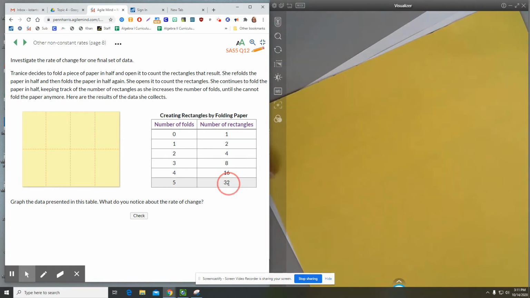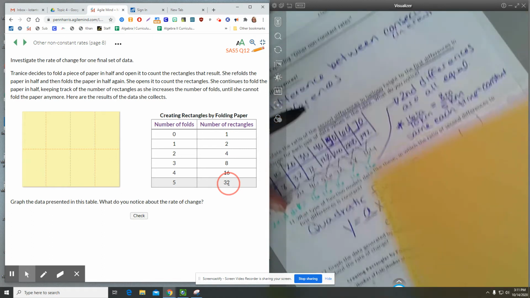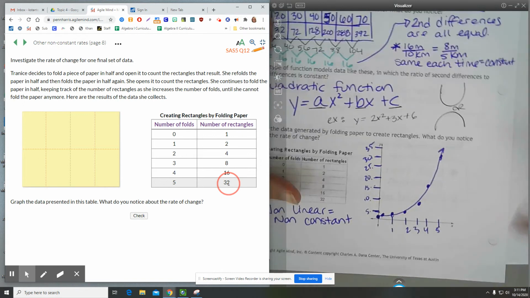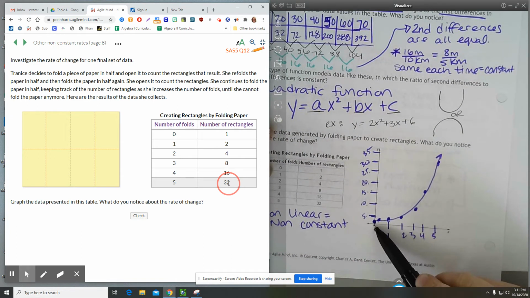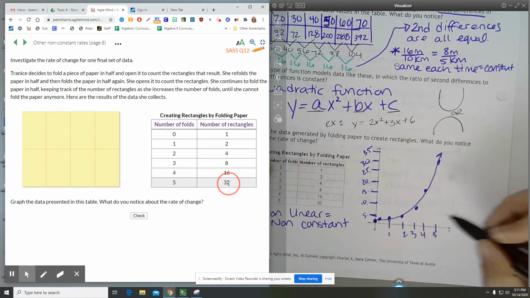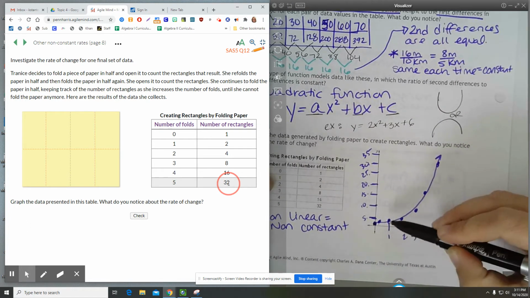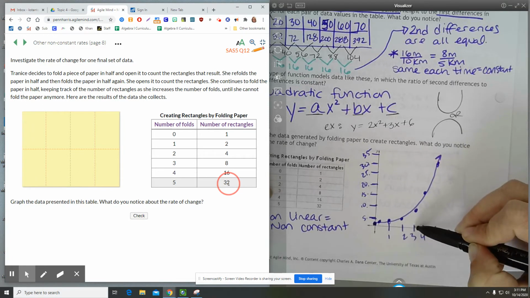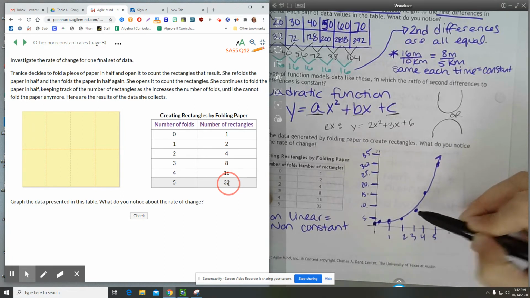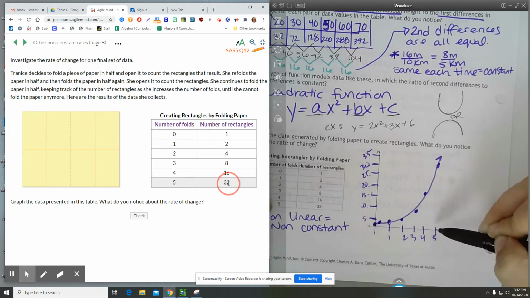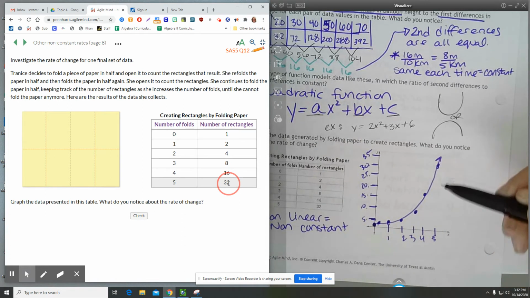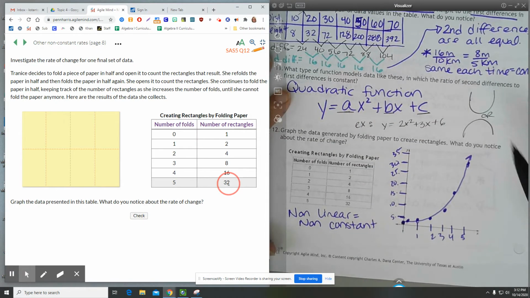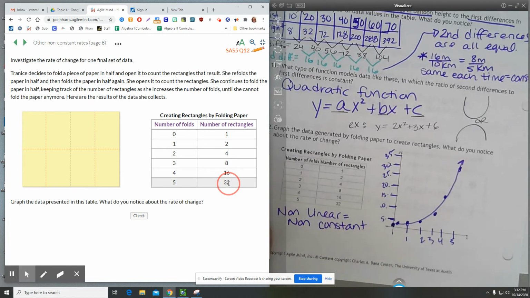So let's go ahead and graph this data. 0 folds gives me 1. 1 fold gives me 2 rectangles. 2 folds give me 4. 3 folds give me 8. 4 folds give me 16. And 5 folds give me 32. What do I notice about it? That it is nonlinear. Again, guys, it's curved. It is non-constant.